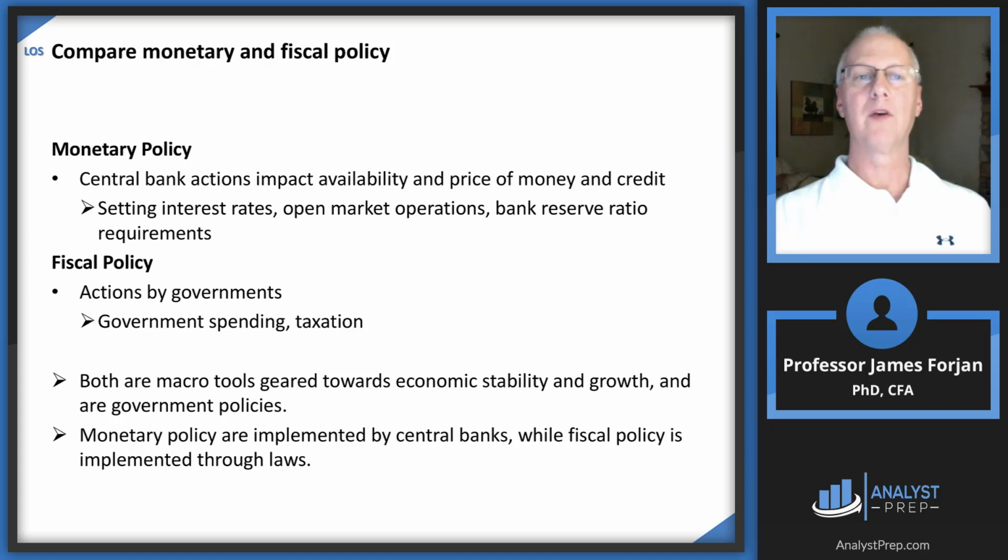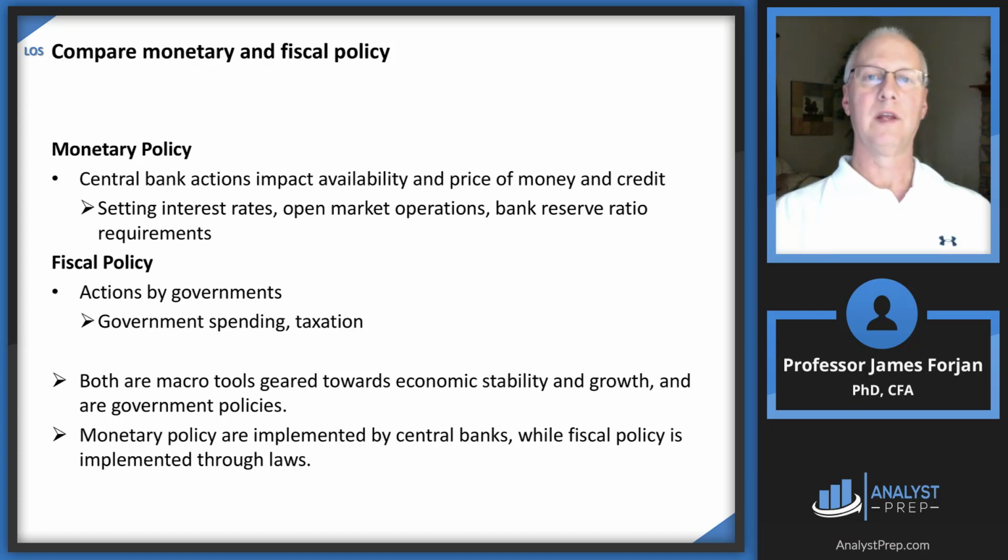Remember that central bankers control the monetary policy. Remember that federal government lawmakers control fiscal policy. Monetary policy is all about the money supply, and so the central banker can impact the availability of money, the price of money, and the price of credit. And central bankers do this one of three ways. They can determine interest rates, they can use the open market, and they can set reserve requirements.